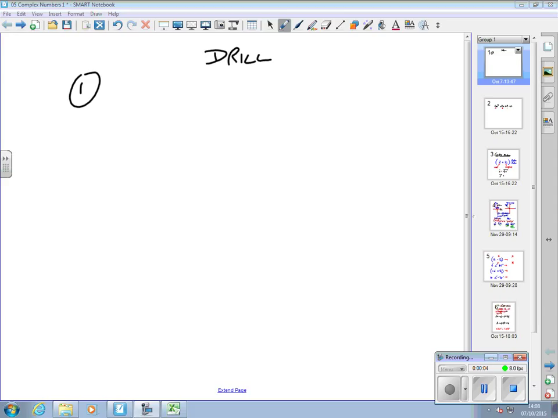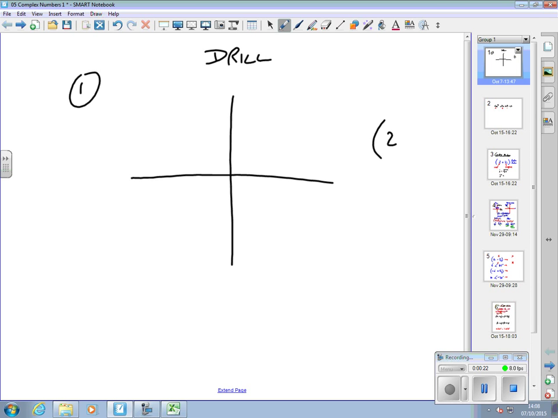Okay, so let's go. Number 1, sketch the axes, and mark on that set of axes the coordinates 2, minus 3. It only needs to be a sketch really. So mark on there these coordinates. Just sketch it.